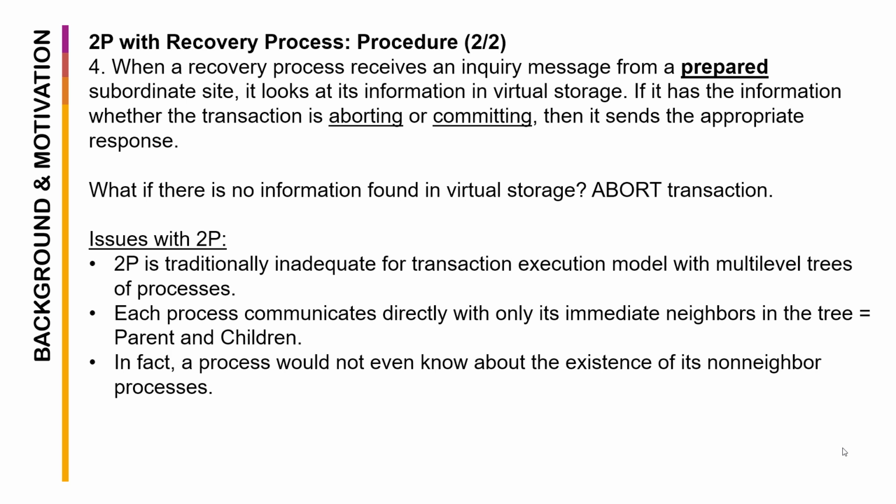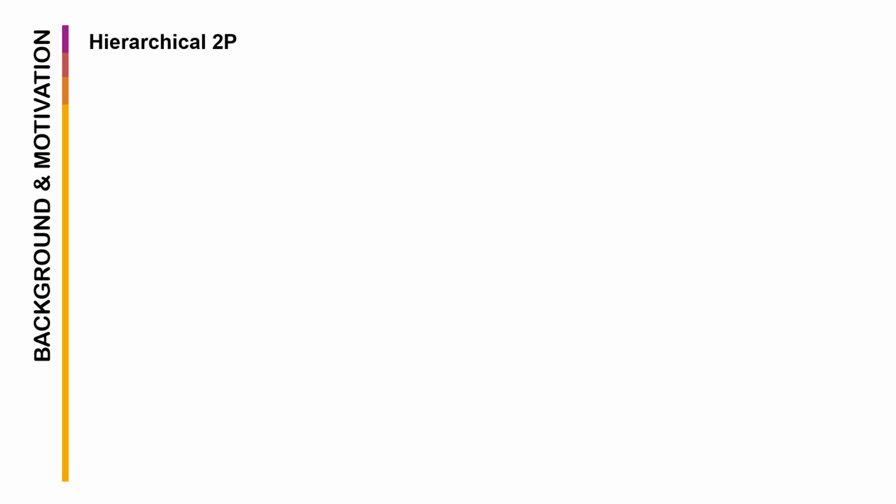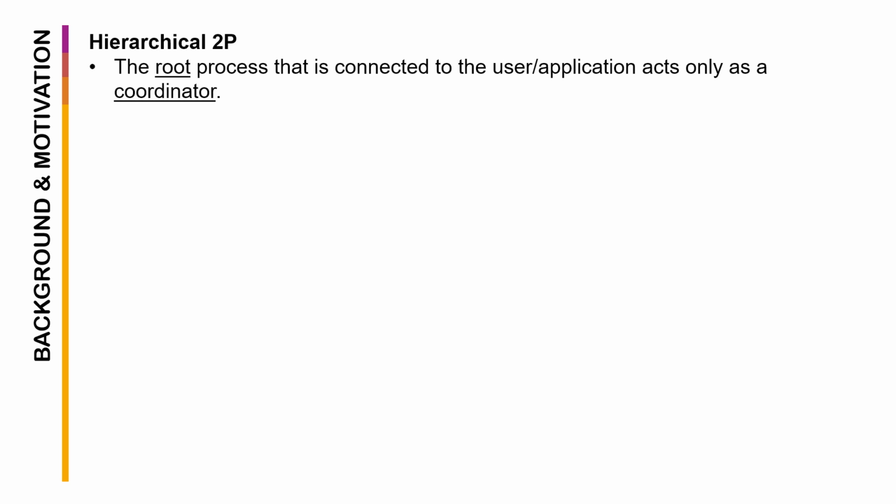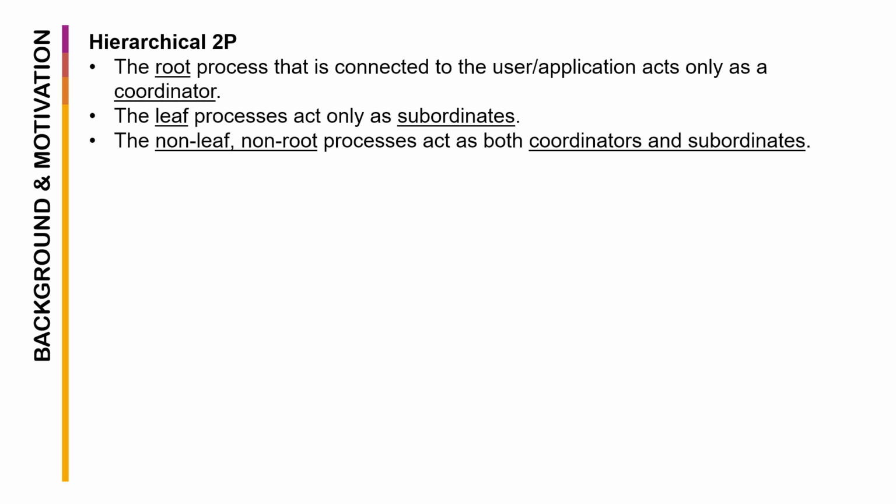So to address these issues, the authors introduced the concept of hierarchical two-phase commit protocol, where the root process that is connected to the user or application acts as the coordinator, and it only acts as a coordinator. The leaf processes act only as subordinates, and the ones in between, the non-leaf and non-root processes, act as both coordinators and subordinates. So how does it work?